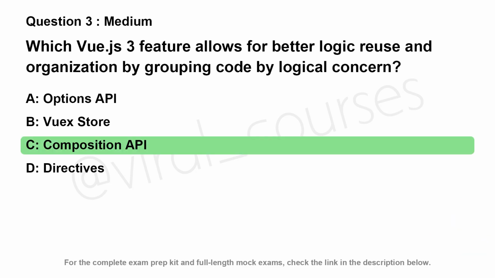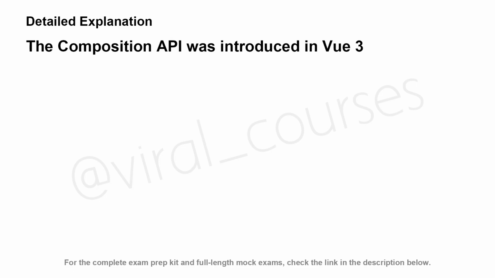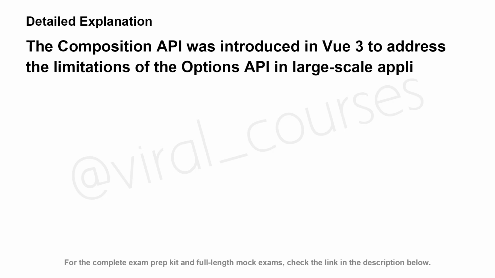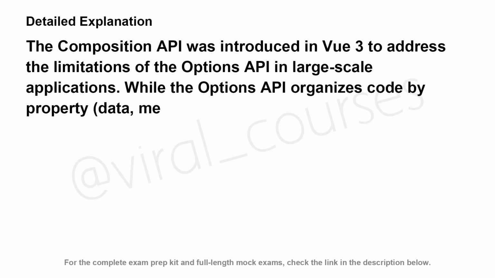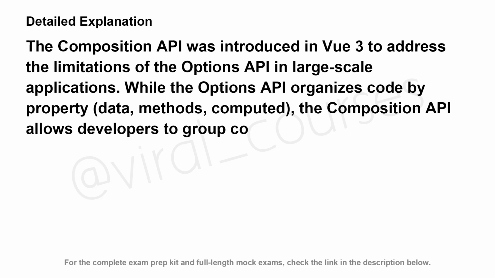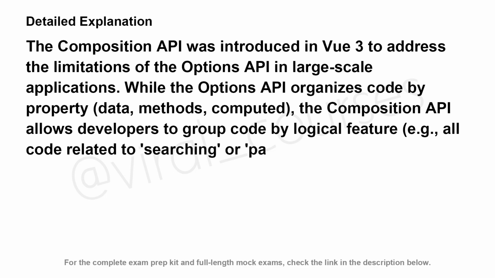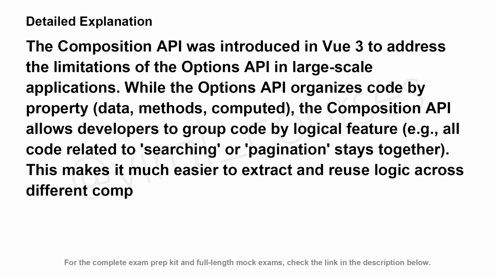The correct answer is C. The Composition API was introduced in Vue 3 to address the limitations of the Options API in large-scale applications. While the Options API organizes code by property, data, methods, computed, the Composition API allows developers to group code by logical feature, e.g., all code related to searching or pagination stays together. This makes it much easier to extract and reuse logic across different components via composables.